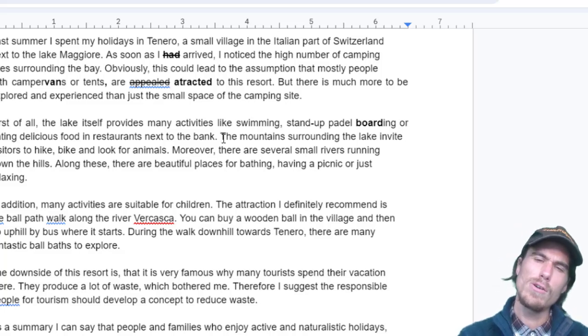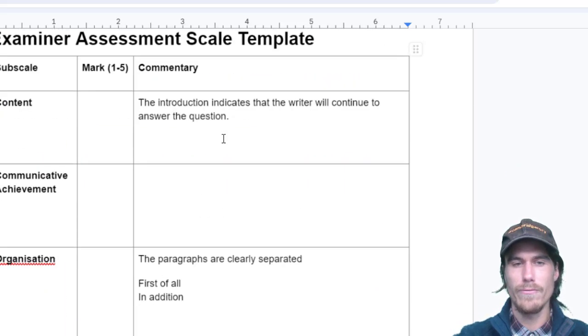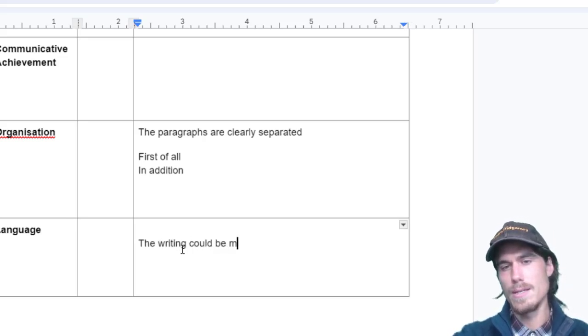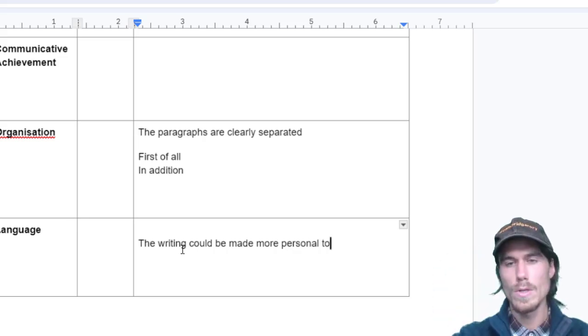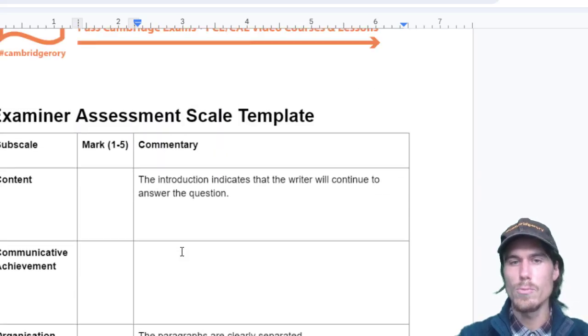Okay, it could be formal if it's for a formal website, I suppose, but I feel like you could maybe make the language a little bit more personal, so the reader feels a bit more engaged in it. This is quite a bit structured, I'd say. Not structured, just a bit too formal, I think. The writing could be made more personal to connect better with the readers of the website. More interesting, almost. More engaging.